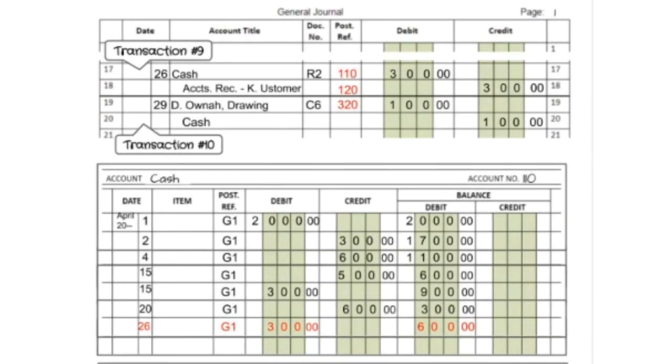Cash, we go back to our cash account. We've got our date, general journal page 1, it is a credit of $100, so we're subtracting. So $600 minus $100, that means $500 is our balance for cash. 110 goes back up in the post-ref column of the journal, and that is the end of our example transactions. We're left with a balance of $500 in our cash account. Did you get it? Do you have questions?